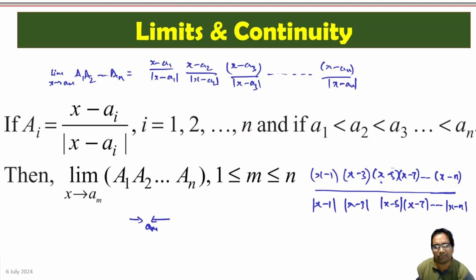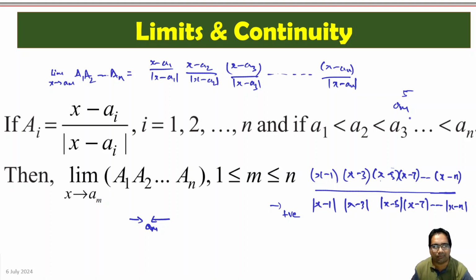Let us take this simple case: x minus 1, x minus 3, x minus 5, x minus 7, up to n terms. In the denominator also, the same absolute values of x minus 1, x minus 3, likewise. Now, this denominator is always positive because it is a product of absolute values. Now, if you look at the numerator, let's say am is a3. In this case, am is actually equal to 5, the third term.